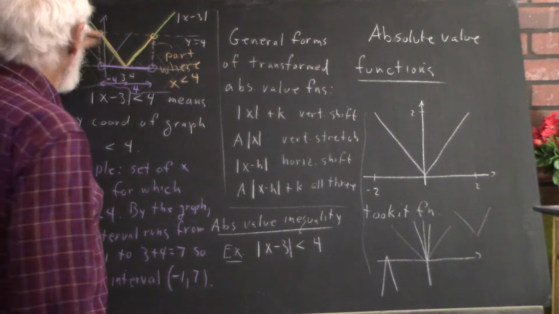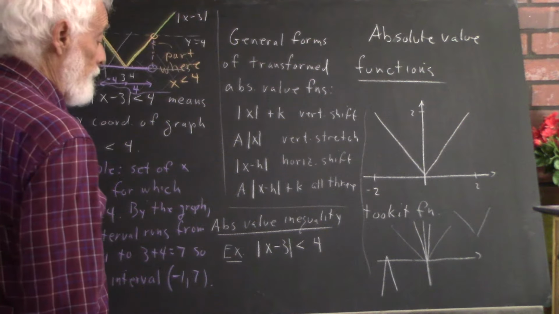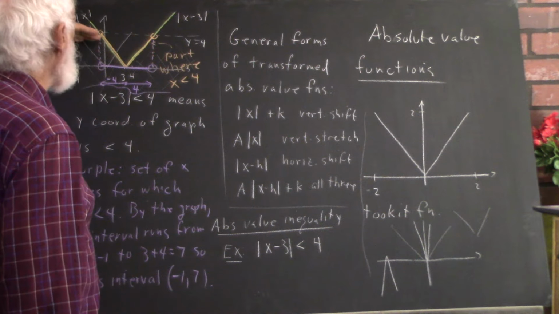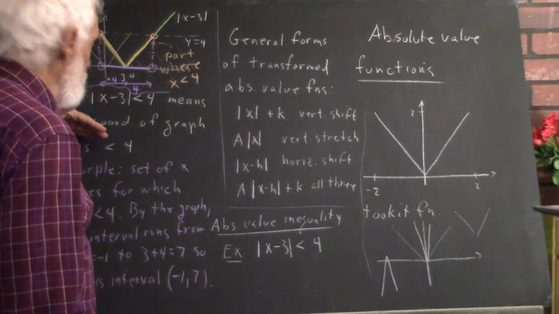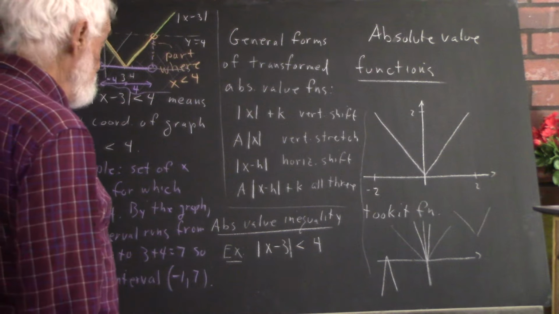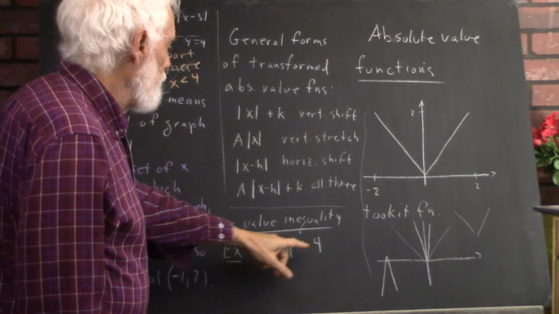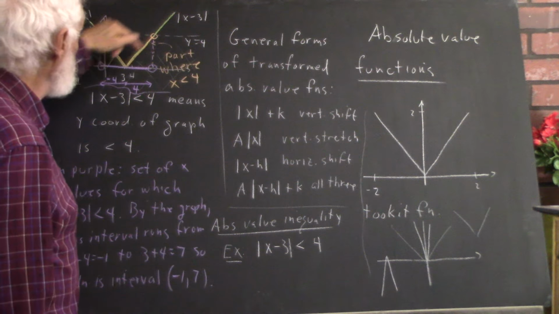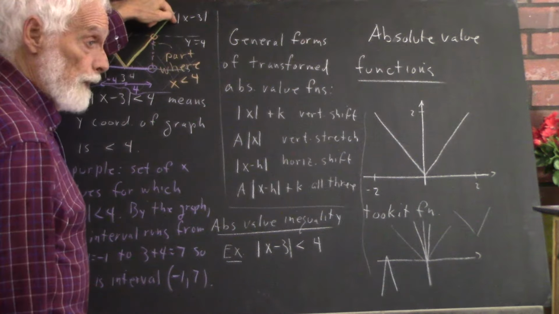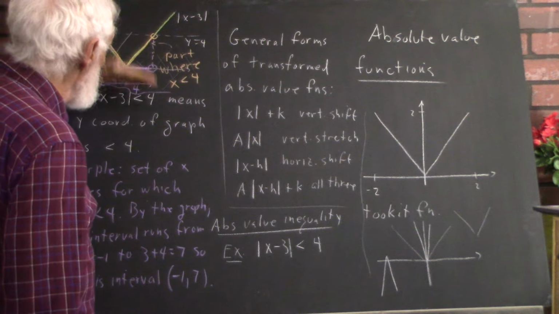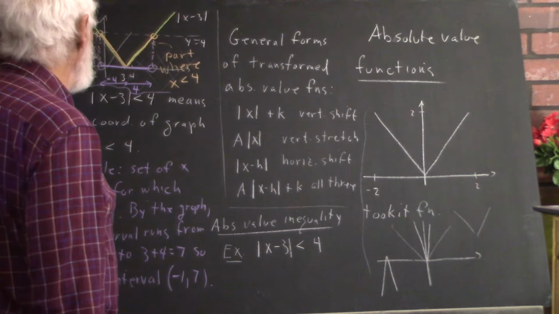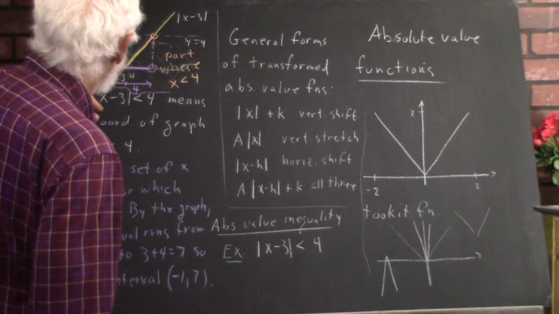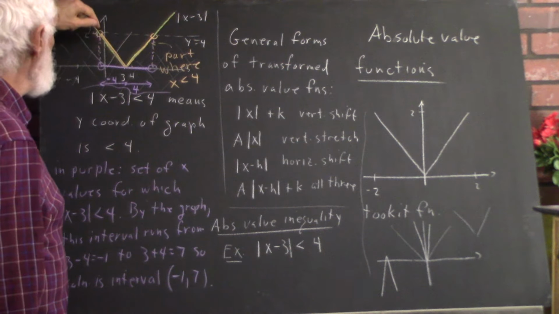Now, here's the line y equals 4. Here's all the points for which y is less than 4. That's kind of shaded. Now, to say that absolute value of x minus 3 is less than 4 is to say that the y-coordinate on this graph of absolute value of x minus 3 is below the line where y equals 4.